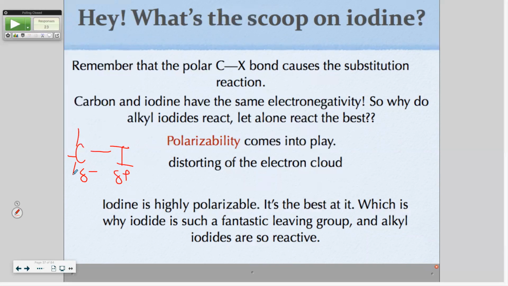Because of polarizability, that electron cloud on the iodide, even though it's only one atom, is going to be able to distort itself and keep that negative charge stabilized. That's how come. It is amazing at it. It is so good at it that alkyl iodides are very, very reactive. And they're like the choice. If you want to make something and you have to do an SN2 reaction in the making of it, you try to get it so you can get an iodine on there, because it works so well.